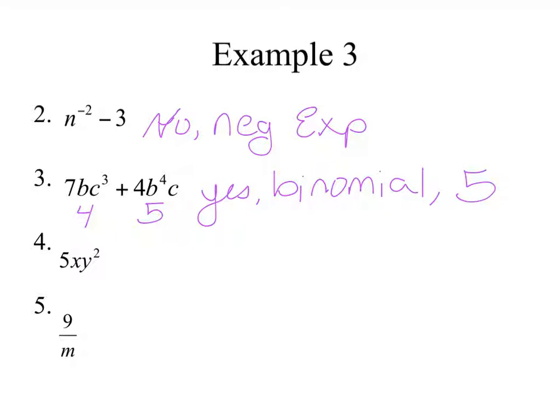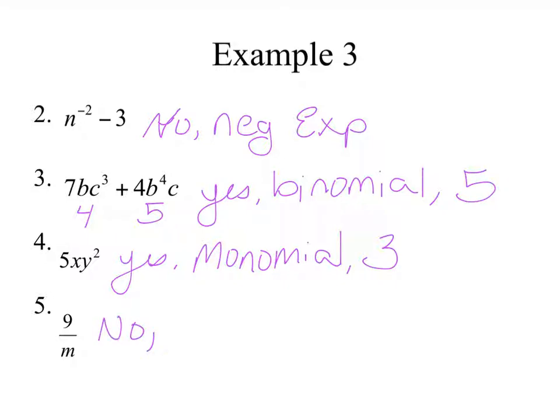Number 4 here, this is yes. It is a monomial and it has degree 3. Last one, no, we can't have variables in the denominator.